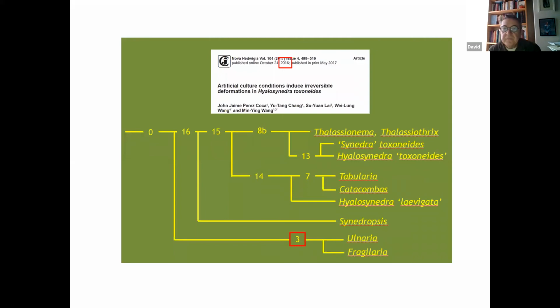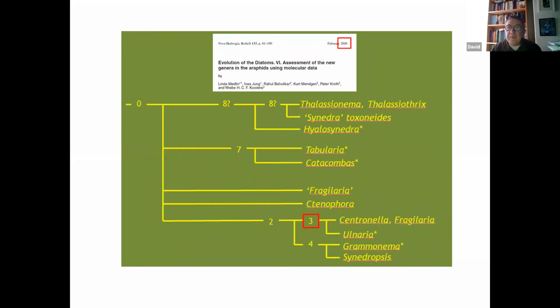Here's another study. This was in 2016, published in 2017. Again, a different group, different purposes, different specimens. Again, they still find node 3, Ulnaria and Fragilaria, is still there. Let me go back a bit. This is 2008, a paper from Linda Medlin's group. Again, node 3 is still there. Centronella, Fragilaria, it doesn't disappear, and Ulnaria, it doesn't disappear.